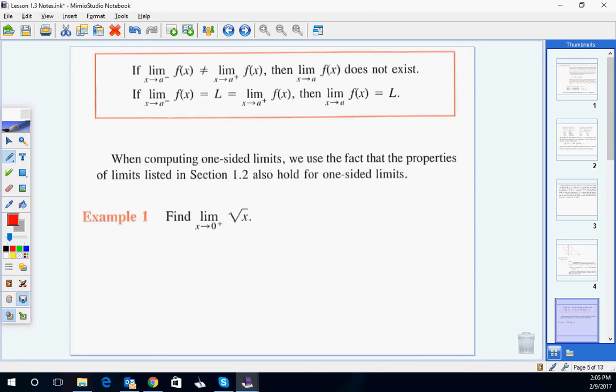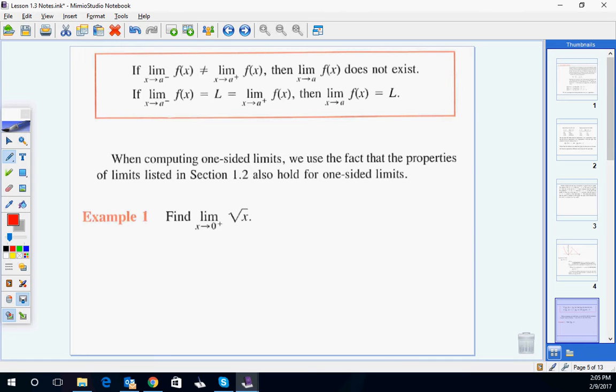Okay, so for this example here, when computing one-sided limits, we use the fact that the properties of limits listed in section 1.2 also hold for one-sided limits, so we can still use our properties from earlier. This one says find the limit as x approaches 0 from the right for root x. So what are the restrictions for root x? What are the restrictions?